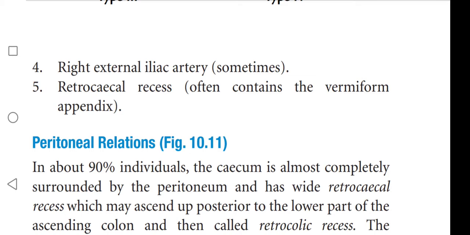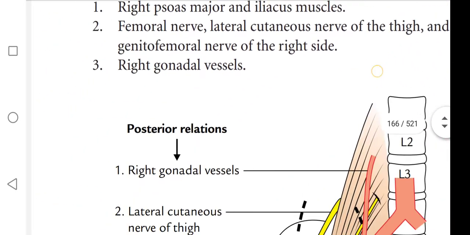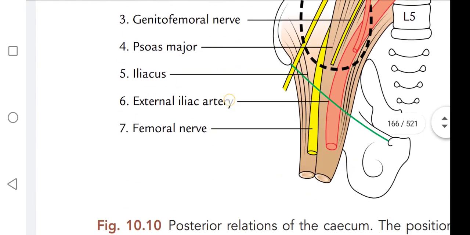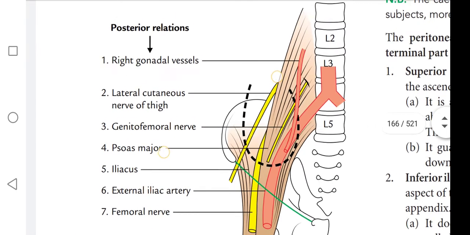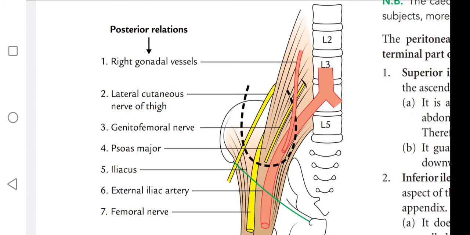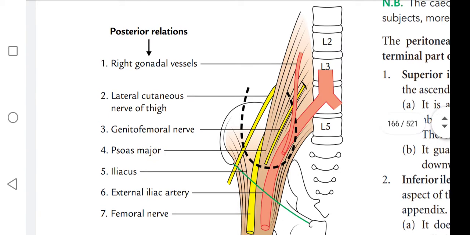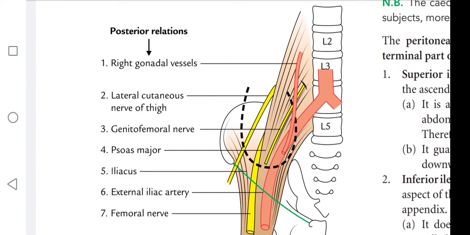And the retrocecal recess often contains the vermiform appendix. This is not shown here. Once again, let us remember the relations present posterior to the cecum. First, the muscles: psoas major and iliacus. These two muscles are present posterior to the cecum.